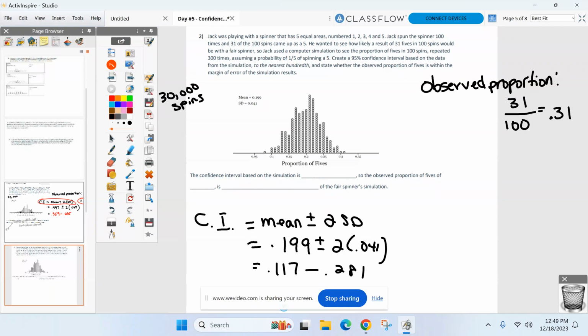So maybe it was because I had a crappy spinner or an unfair spinner. I don't know. Maybe it was weighted toward the 5s, but it is not likely. We can confidently say that's baloney that you would get it 31 times. All right, so these are the type of conclusions we can get out by finding the confidence interval. So the confidence interval based on the simulation is 0.117 to 0.281. So the observed proportion of 5s, 0.31, is not within the confidence interval.